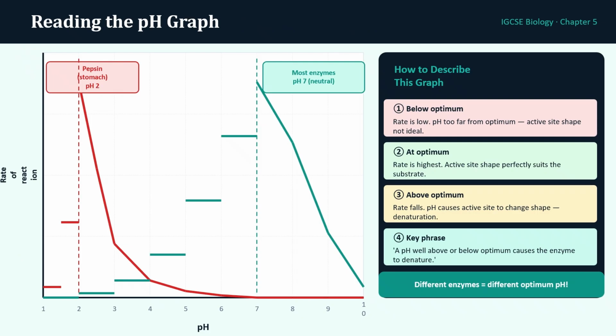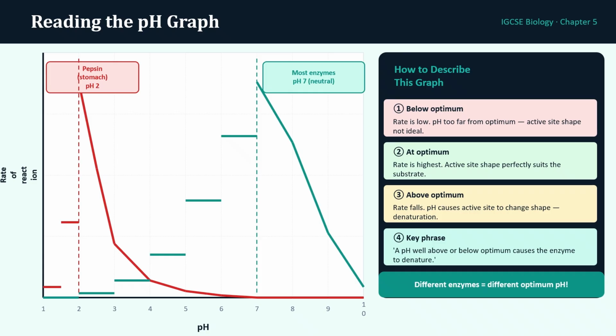Now, the pH graph that you must understand. The x-axis shows pH from 1 to 10, and the y-axis shows rate of reaction. There are two curves on this graph. The red curve is pepsin, the enzyme in your stomach. Its optimum pH is 2, very acidic.